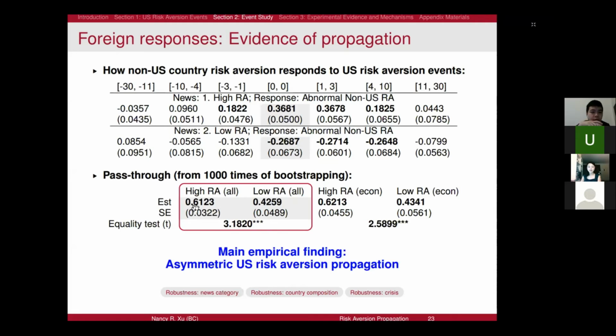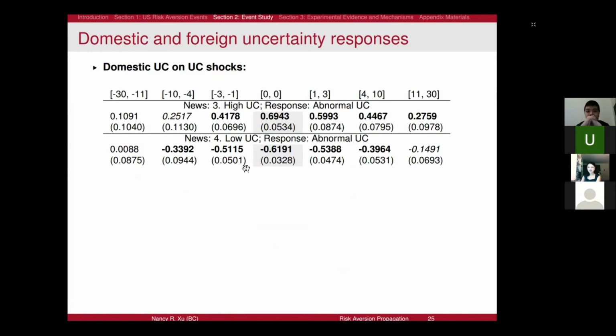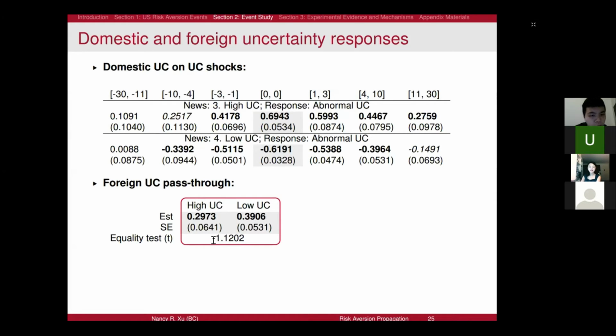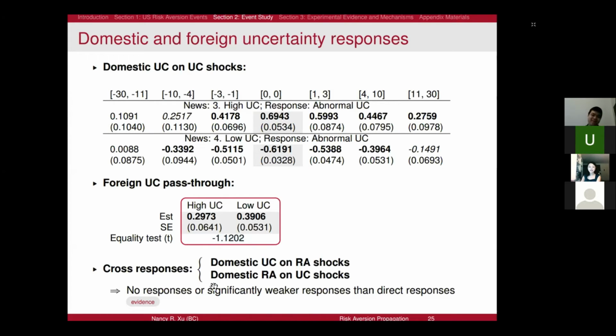So we run this test of the pass-through, meaning the ratio of this number and the same number with the US risk aversion changes. We found these two pass-throughs are significantly different from each other. And we ran several robustness checks as well that show the results are quite robust. So again, the main takeaway from the empirical section so far is that there's asymmetric US risk aversion propagation. Okay, very good. And that's the plot, and that's some empirical checks on uncertainty shocks. We found the uncertainty shock pass-through is not asymmetric, and we also did some cross response checks, and there's no asymmetry, as expected, right?